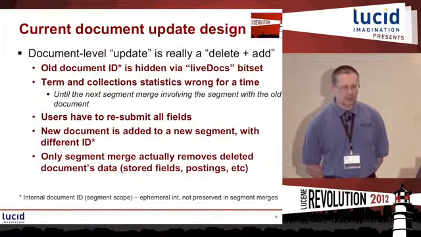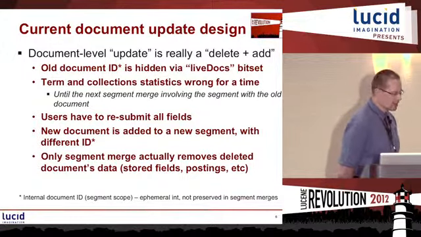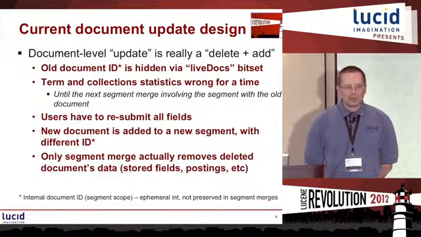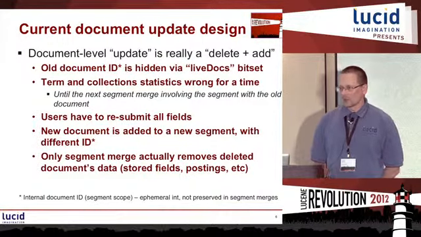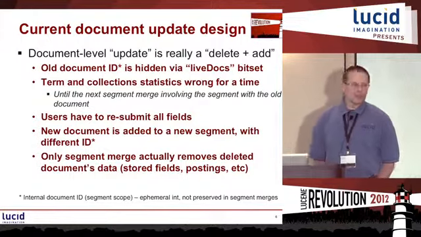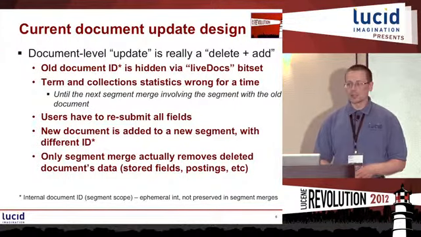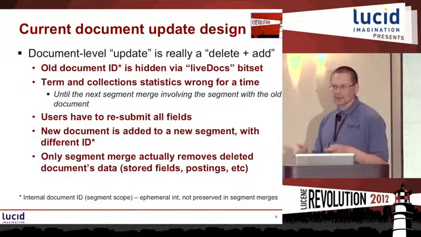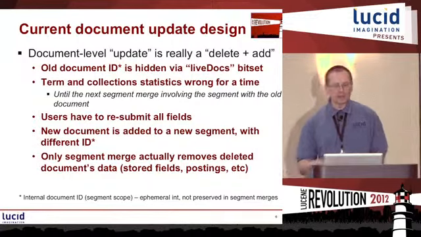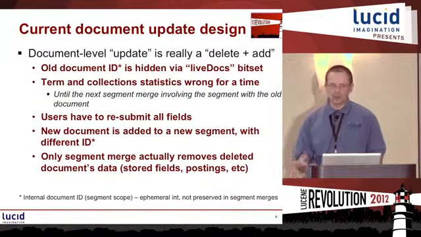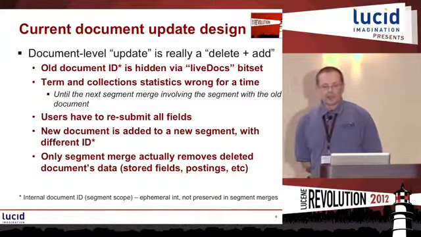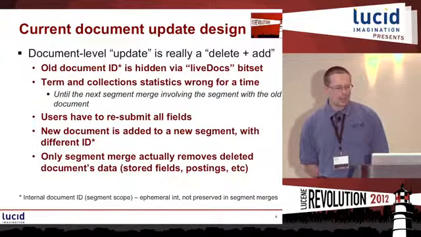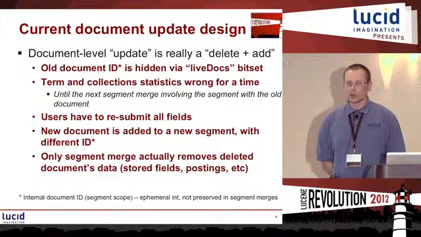What is the current design? What is the current model of updating documents? First of all, it's a document level. If you want to update a single field, you have to reindex the whole document. And the old document is deleted. Actually, it's hidden behind the live docs bit set. So for a while, its data sticks around, and term and collection statistics are slightly wrong for a while. And then you have to basically resubmit the whole document once again. And you get a new document with new document ID.